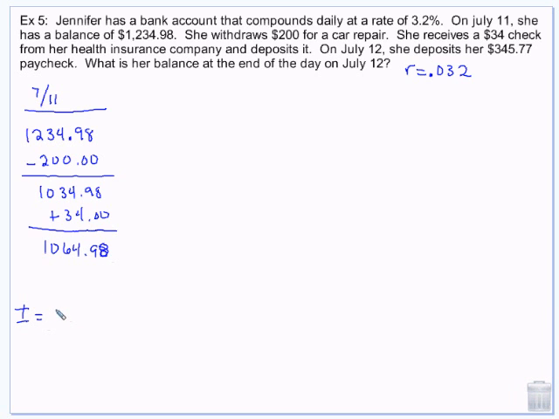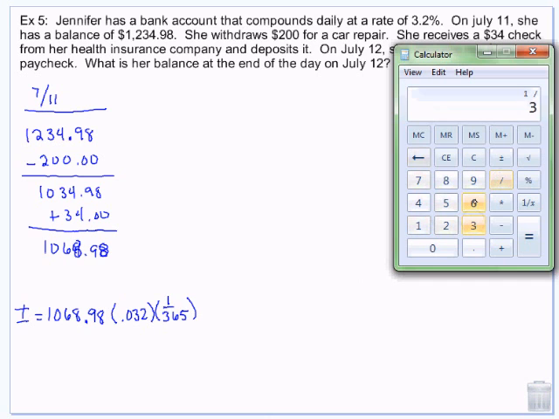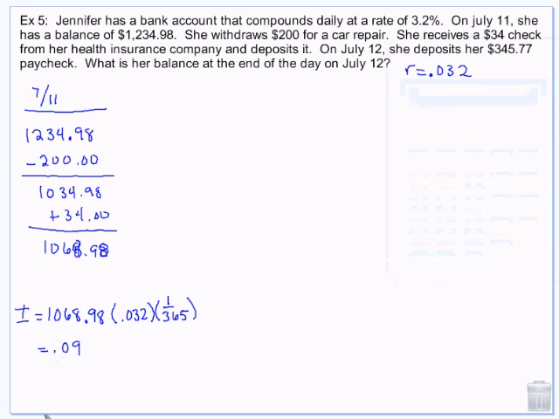No, the 34 and 34 doesn't make sense. Times 0.032 times 1 over 365. And again, I'm going to do that part first. Times 0.032 times 1068.98. She'll earn 9 cents. So at the end of the day, she'll have earned 9 cents.